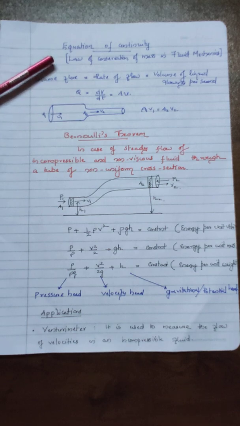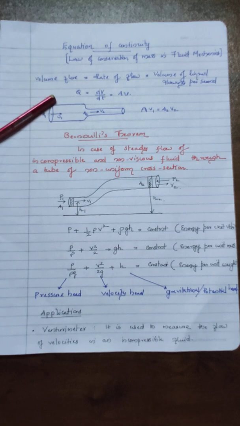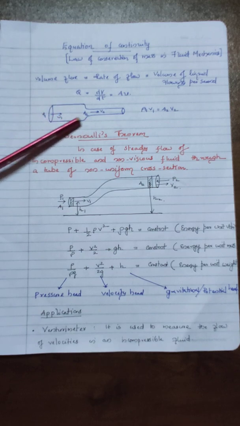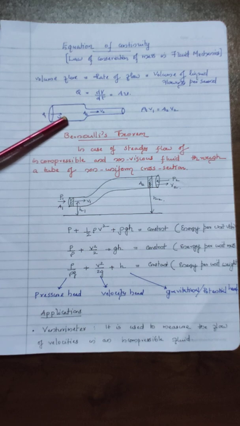Look, a very important concept, the equation of continuity. We can say it is the law of conservation of mass in fluid mechanics. It reveals the volume flux, the rate of flow, the volume of liquid flowing per second, denoted as dV by dt. That is nothing but equal to the area into velocity. If you compare a tube flow with different cross sections, we can say A1 V1 should equal A2 V2. It's a very important concept.